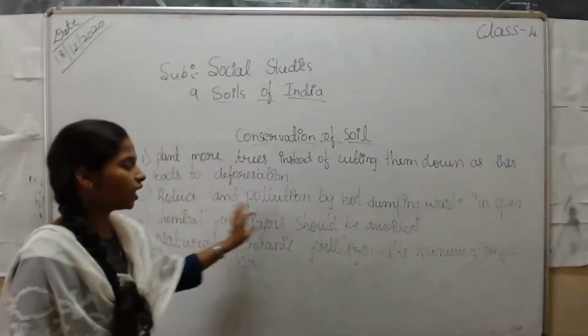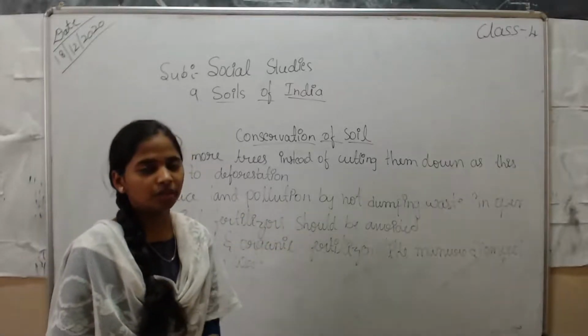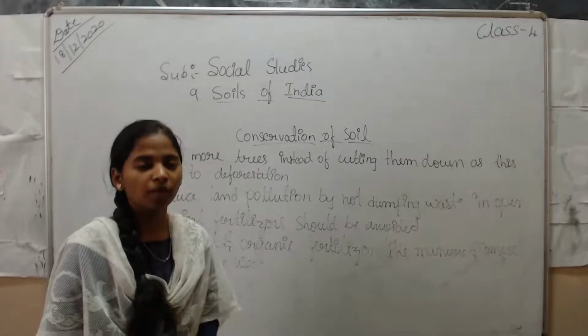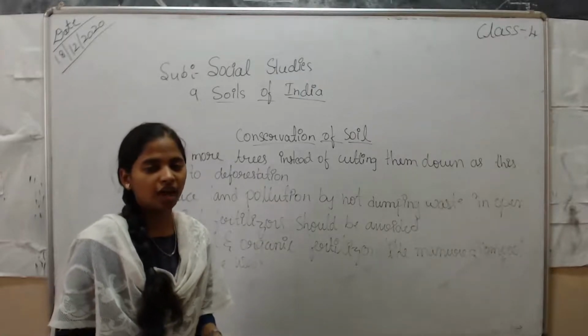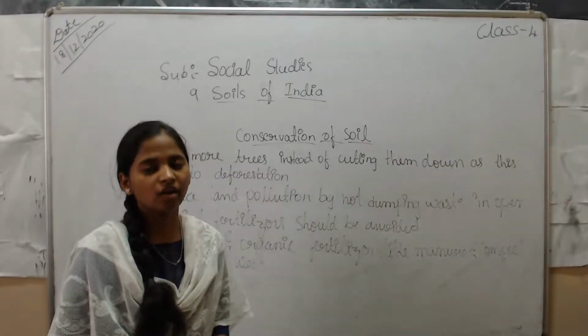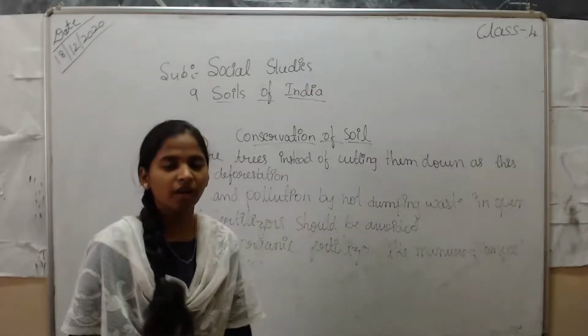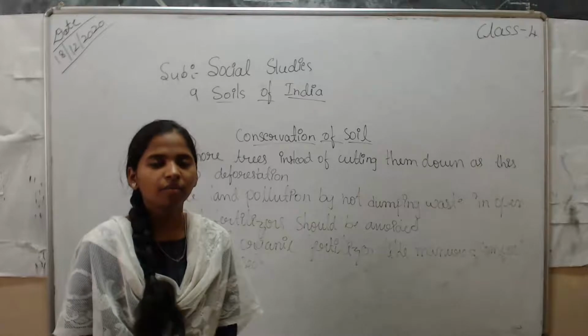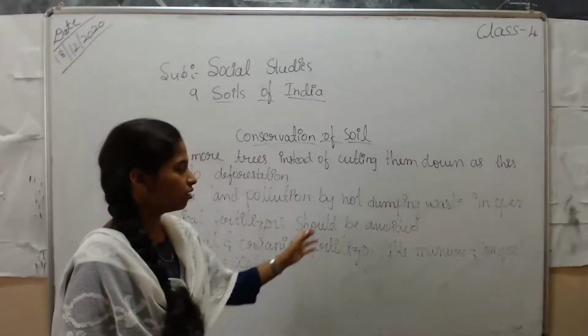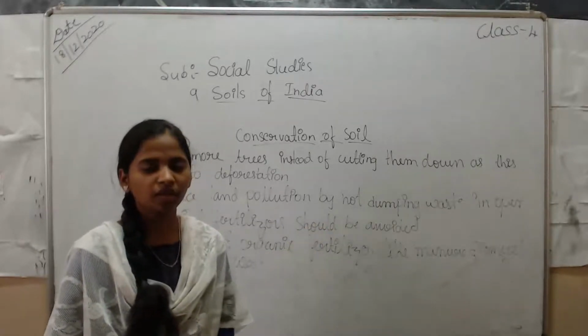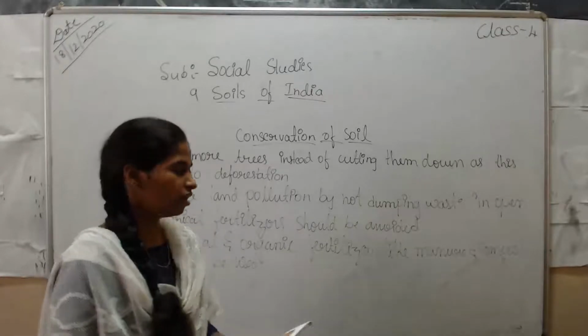So then reduce the land pollution by not dumping the waste in the open. In the open place, we should not dump the garbage. It should be recycled, or it should be made into compost or manure. So by not throwing open waste, we can also conserve the soil.